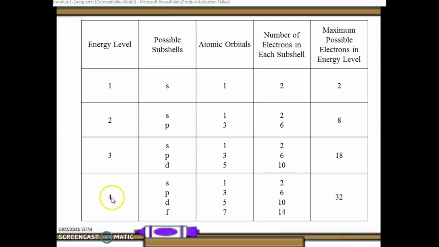Lastly is energy level 4, which consists of 4 subshells, the s, p, d, and f, and the atomic orbitals for s is 1, for p is 3, d is 5, and f is 7. And the number of electrons in each subshell is the following: we have 2 for s, 6 for p, 10 for d, and 14 for f subshells. And you get the total maximum possible electrons in energy level 4, and that's equal to 32. So again, you use the formula 2n squared to get this.